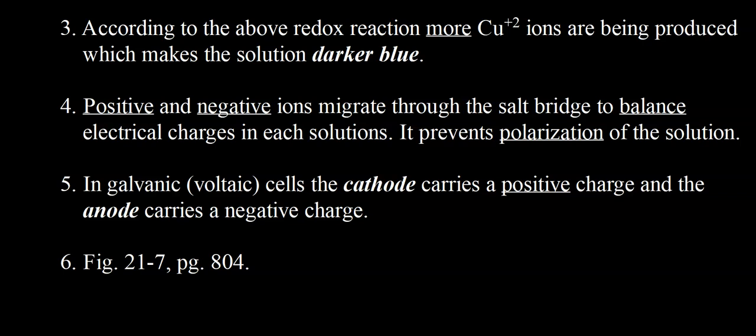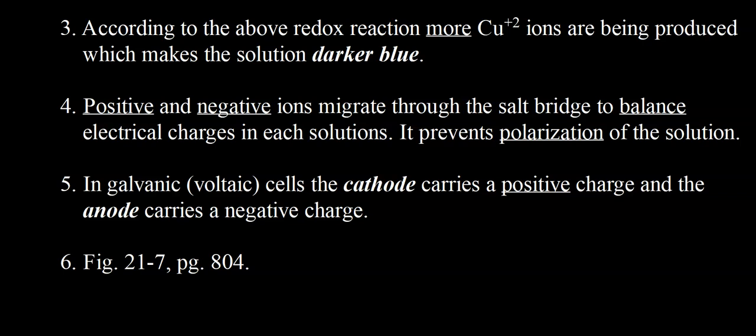So it says here that positive and negative ions inside the salt bridge migrate through the salt bridge to balance electrical charges in each solution. And this movement of ions from the salt bridge into the different solutions in your half cells prevents these solutions from developing an electrical charge, a process called polarization. So it keeps those solutions neutral.